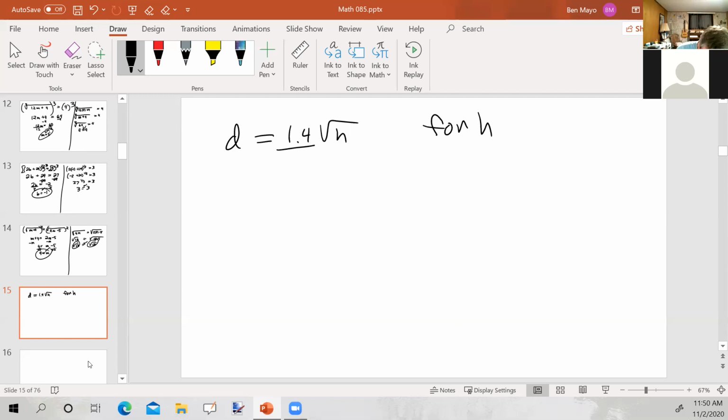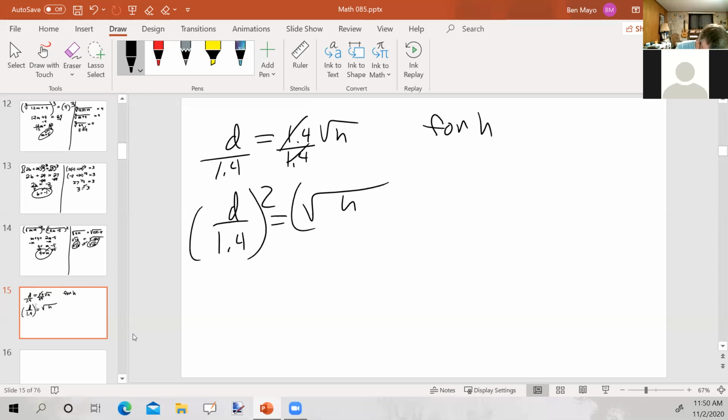So we'll divide by 1.4 and we get D over 1.4 equals the square root of H. So now we will square both sides. On the left side, I have D squared over 1.96. On the right side, I have H. So we've solved for H. H equals D squared divided by 1.96. All right with that?